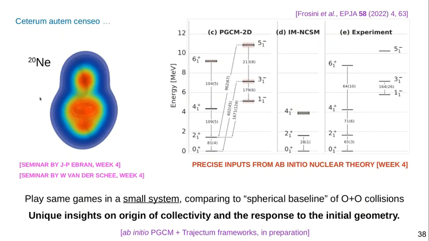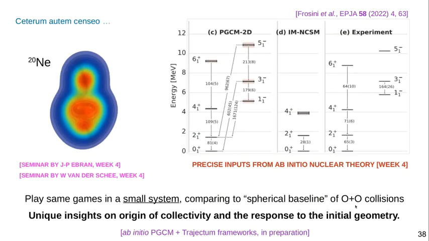The best example is neon-20. We will also have a baseline of oxygen-oxygen collisions, which should involve much more spherical nuclei. This is something that could be collided as a means to really stress test the origin of collectivity and the response to initial geometry in a small system. It's like going from uranium and gold: you divide the mass number by 10, and you do neon versus oxygen. It's actually the same mass ratio. We are working on this, and some works will be out shortly.